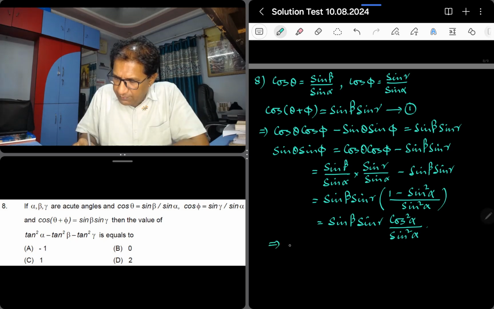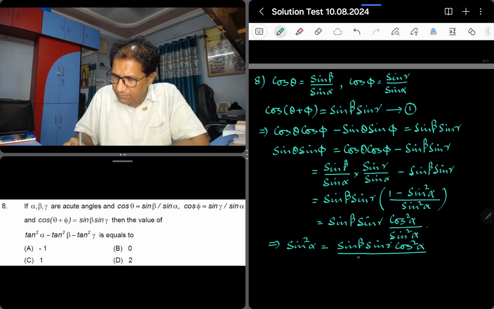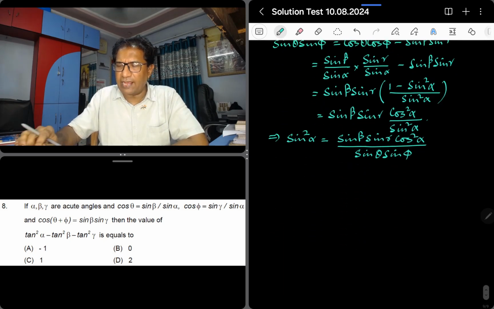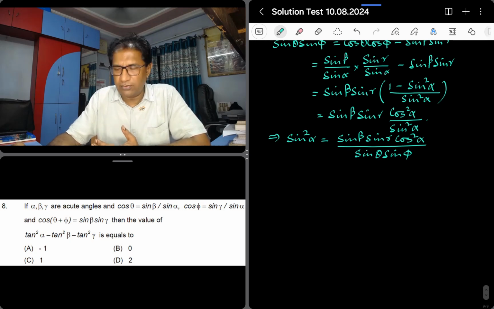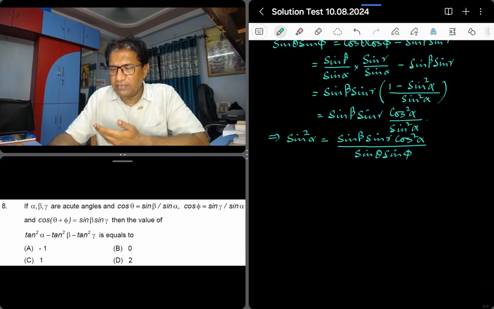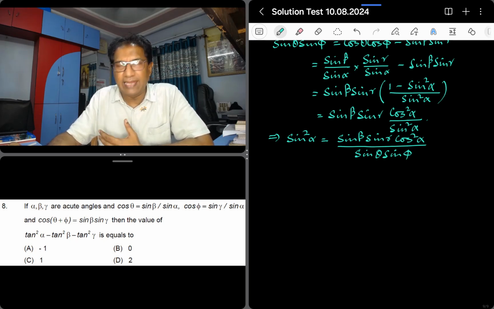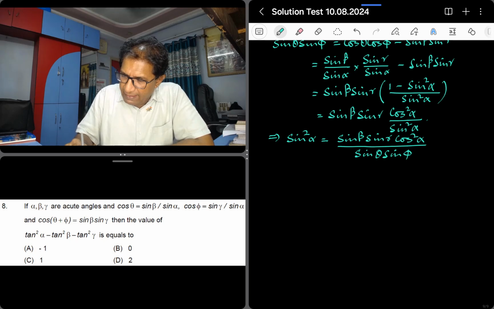From here we can write sine square alpha as divided by sine theta, sine phi. Again, you see in the denominator we are having sine theta, sine phi. That has to be removed. That is, you have to convert that thing in terms of beta and gamma so that we will get a relationship between alpha, beta and gamma. Otherwise, we will not get it because theta and phi is an unnecessary element in our problem.